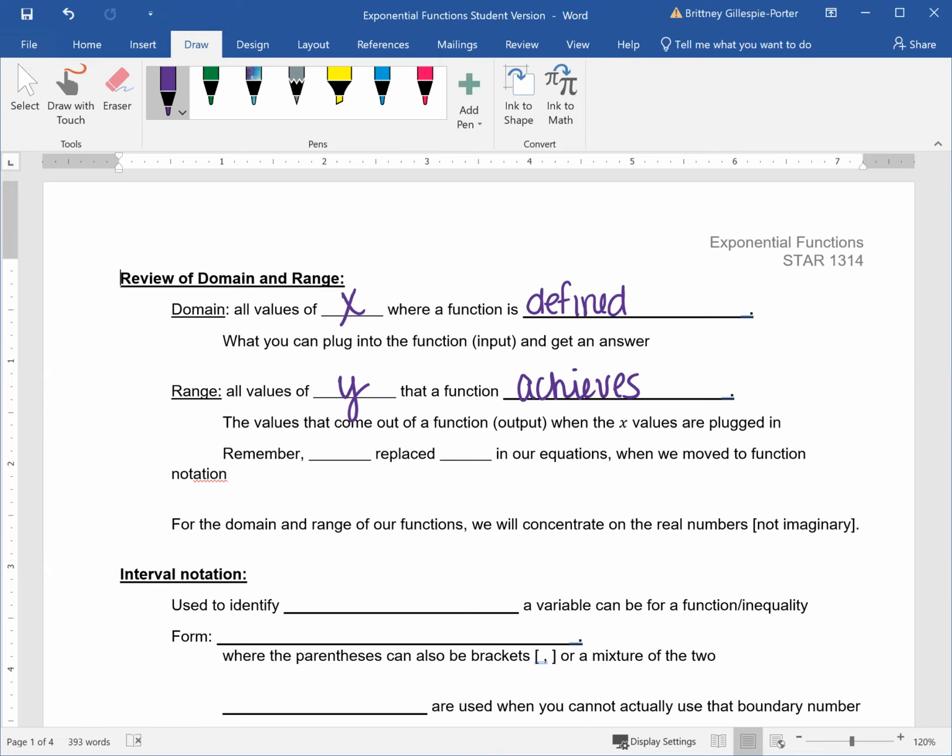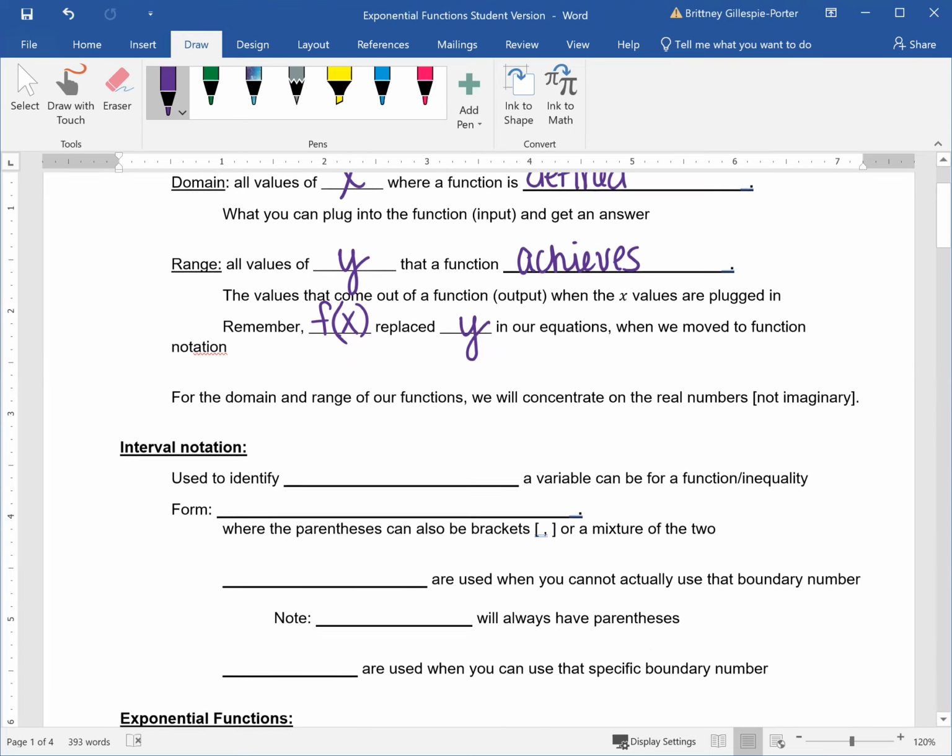It's the values that come out of a function, the output when the x values are plugged in. Remember back in the day that f of x replaced y in our equations when we moved to function notation. And additionally, remember that we are going to concentrate on our real numbers, not the imaginary numbers.